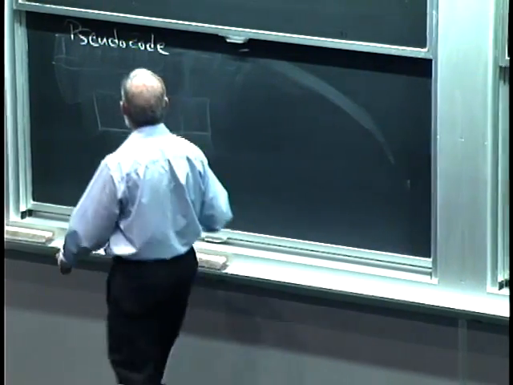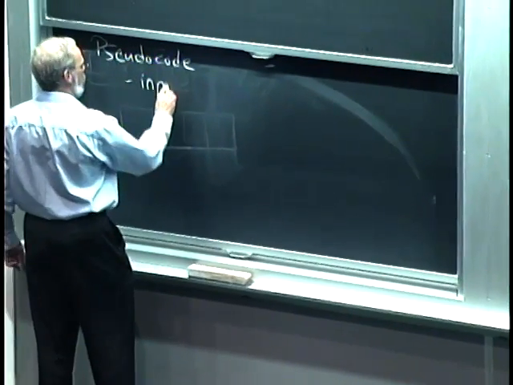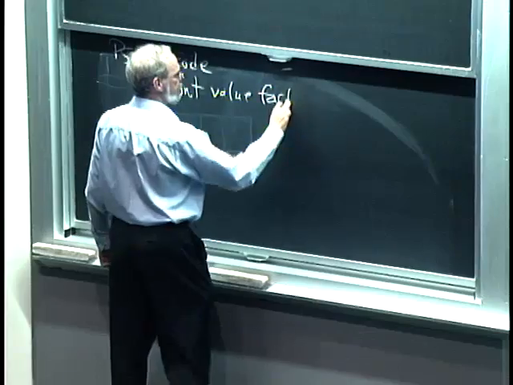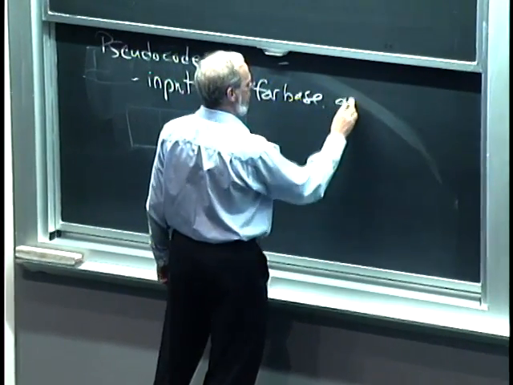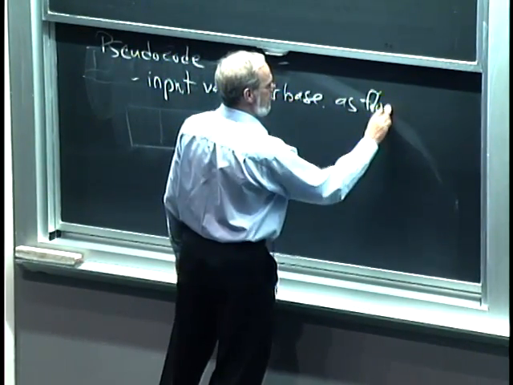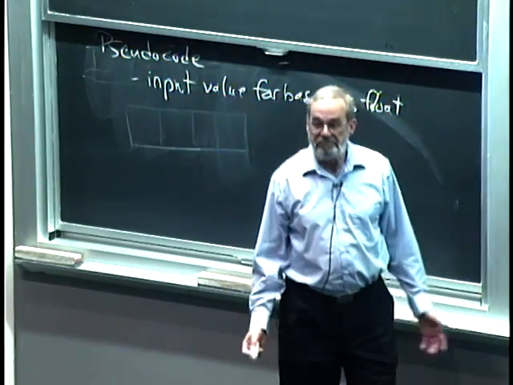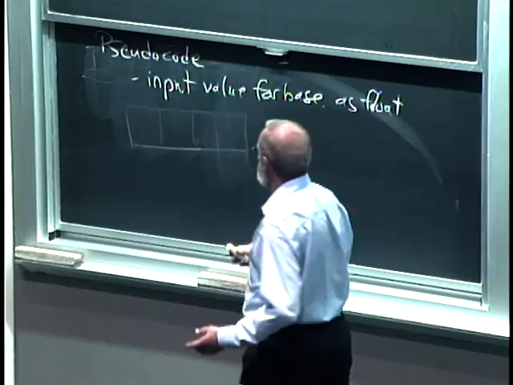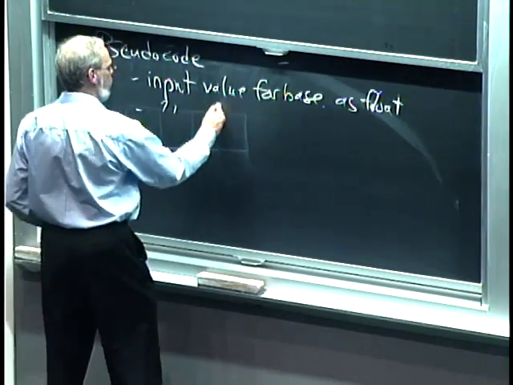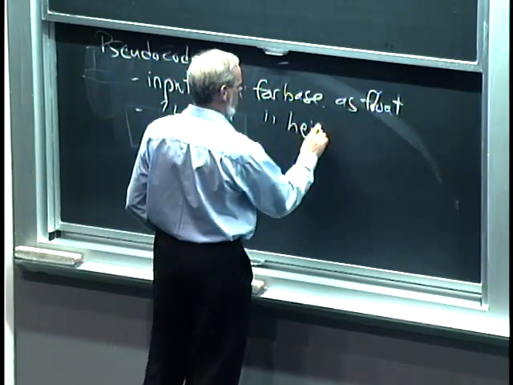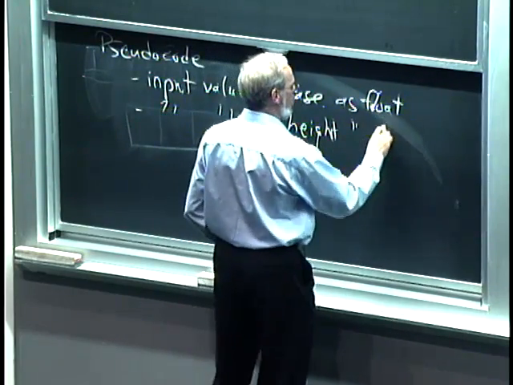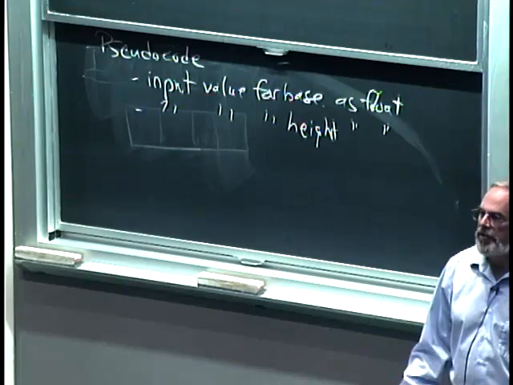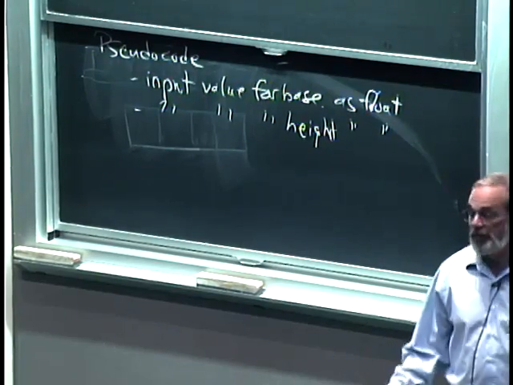I would say, first thing I want to do is input a value for the base, as a float. I need to get the base in. Second thing I want to do, I need to get the height. So I'm going to input a value for the height, also as a float, a floating point. Okay, I get the two values in. What do I need to do? Well, you sort of know that, right?